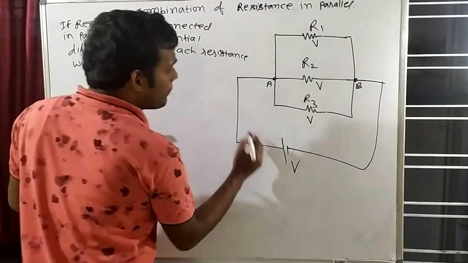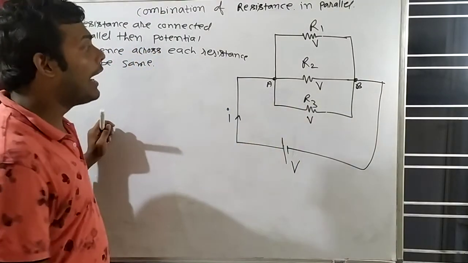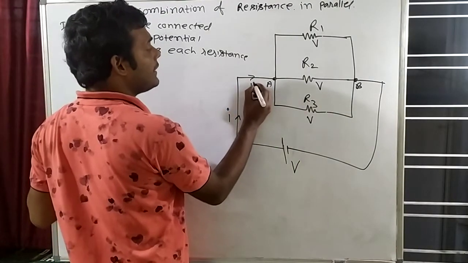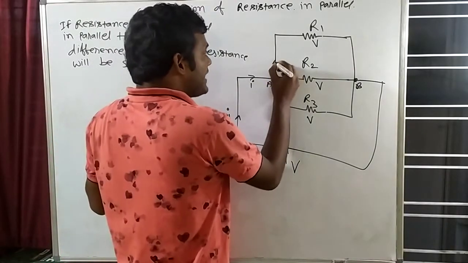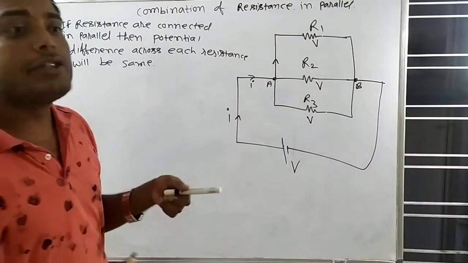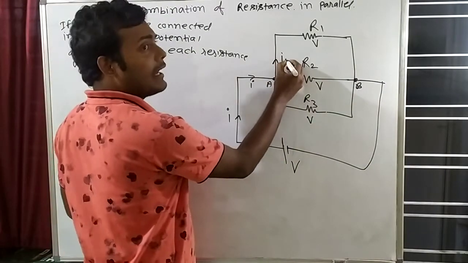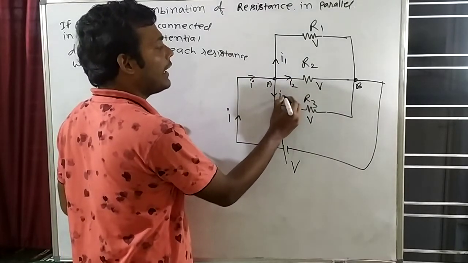Let's suppose that from this side I amount of current is coming. How much current is coming? I. So if I current is coming here, I current will come here also. In this branch some current will go. I don't know how much current will go, so I am assuming that in this branch I1 current is going, in this branch I2 current is going, and in this branch I3 current is going.